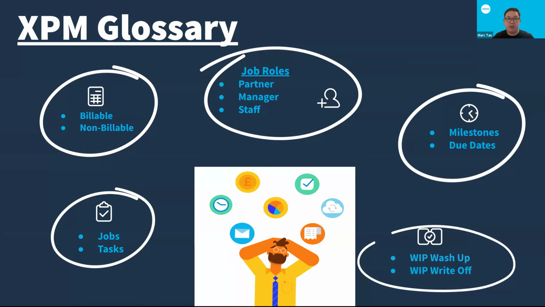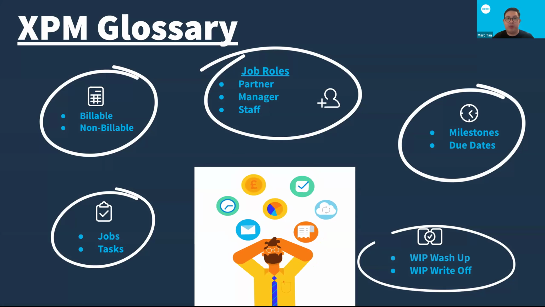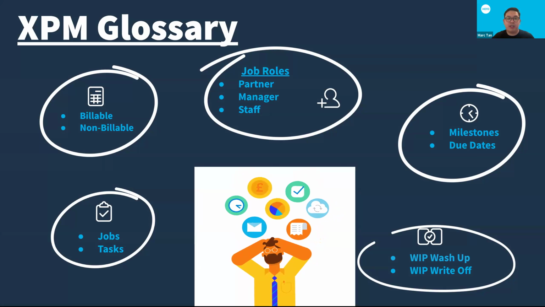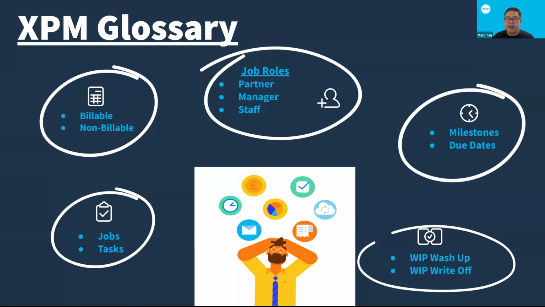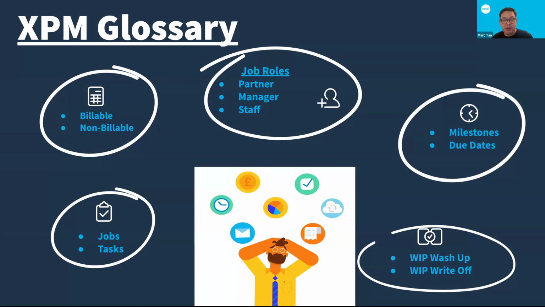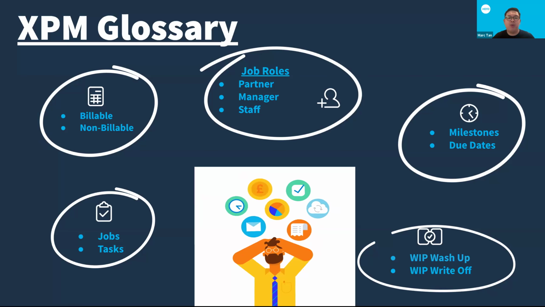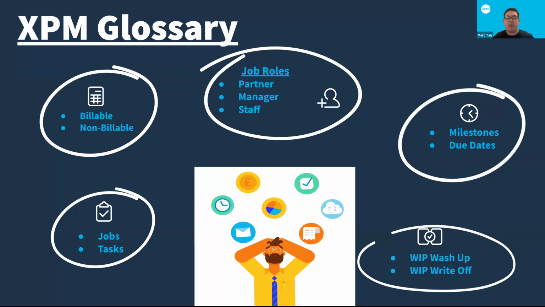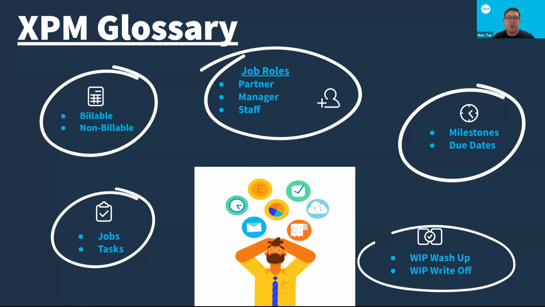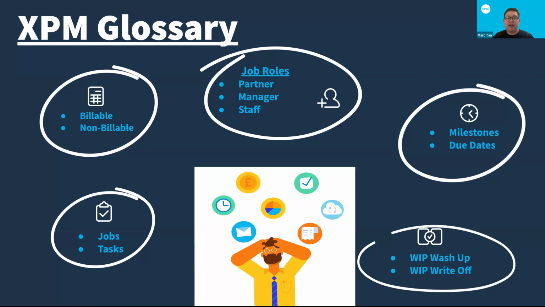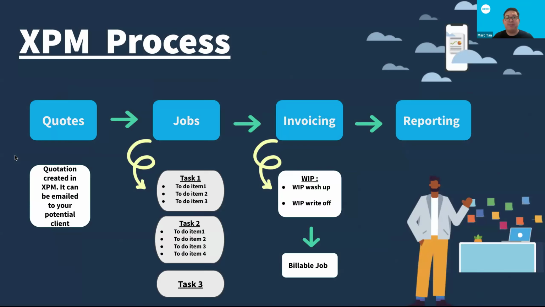Lastly, we have work in progress. There's WIP washup and WIP write-off. WIP washup is where we allocate the total invoice value to the total time and cost on the job. For example, if we have invoiced more than we have time and cost on the job, we will recognize that as a write-up on the job. Whereas vice versa, for WIP write-off, if we have invoiced less than the total time and cost inputted into the job, we will then have a write-off on the job, on the invoice. Combining all this, we will then take you through a look at what the XPM process looks like for your firm.